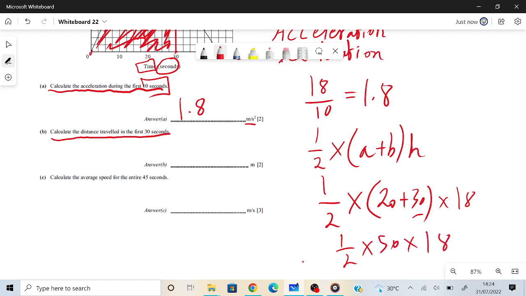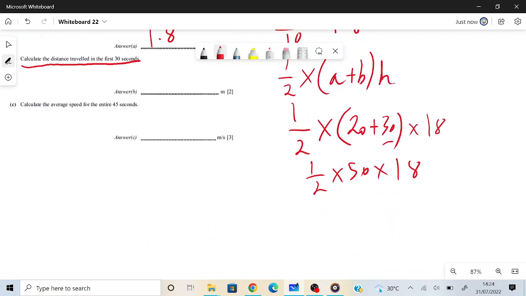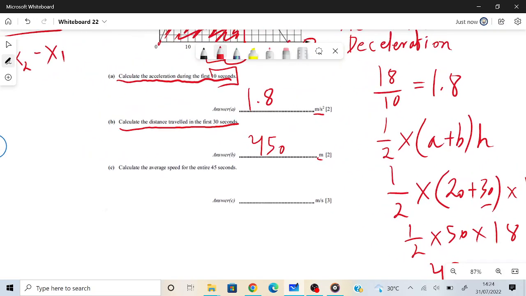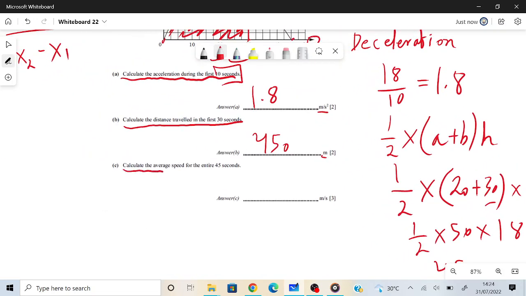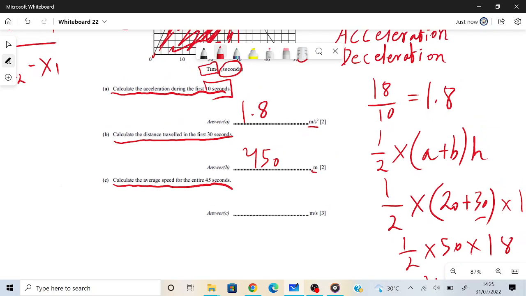And then this is simply half times 50 times 18. Half times 50, that's 25, times 18 should be 450. Let's just confirm, 25 times 18. Yep, it's 450. So our answer is 450 meters. The unit is there, but if it's not there, please make sure you include the unit. Now, the next part says, calculate the average speed for the entire 45 seconds.